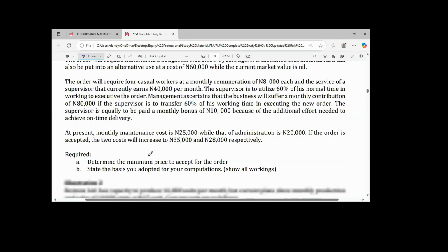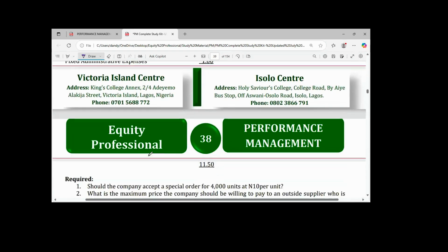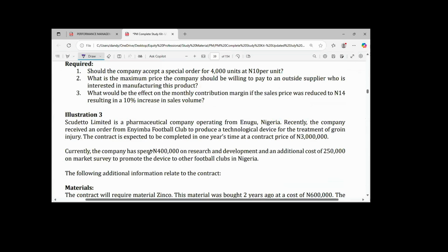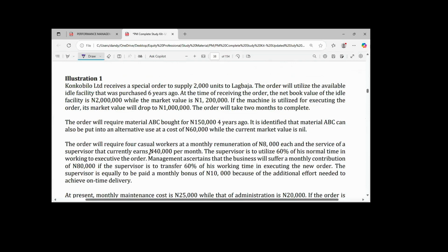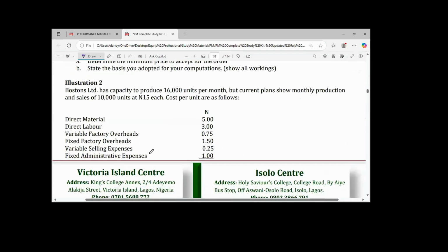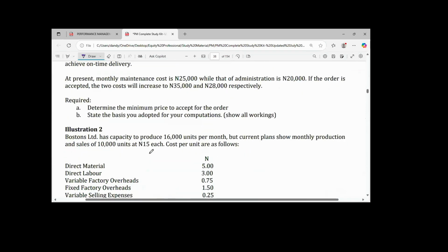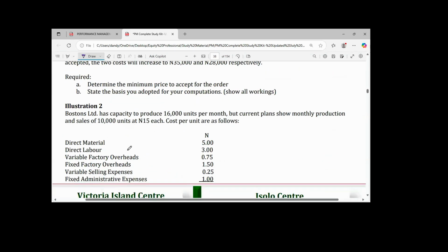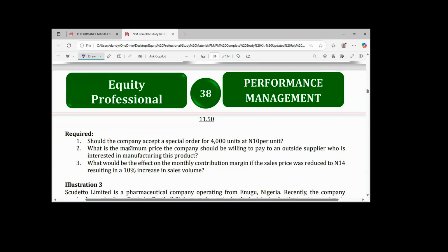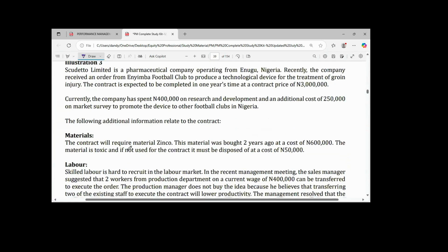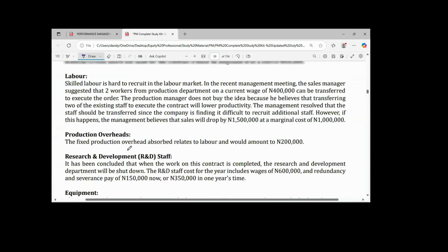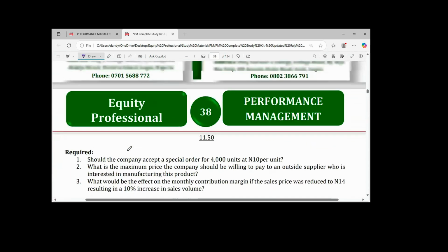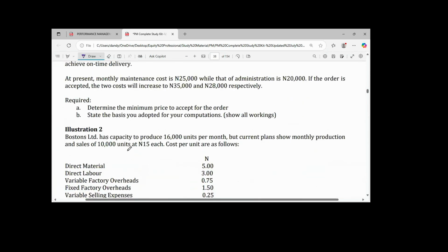Okay, let me see. You are going to do illustration number 1 for me. Now, it's only two questions that we are going to solve. I want to give you an assignment so that I don't forget. In any case, I will share the assignment that you are going to solve with you.